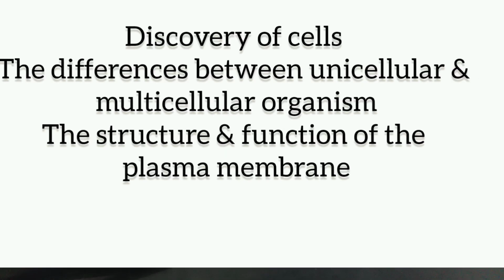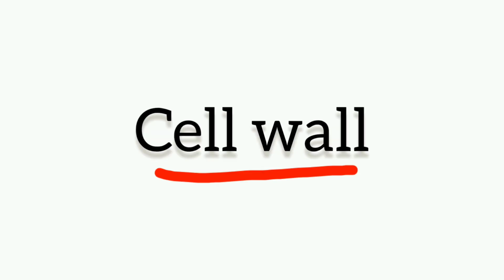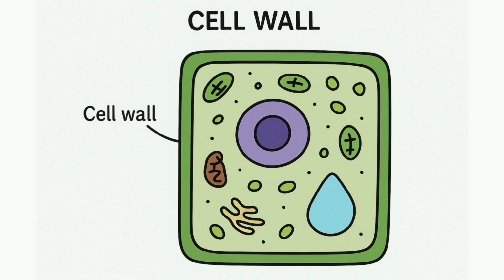Now we are continuing with the second part of our lesson, the Fundamental Unit of Life, Chapter 5, Science CBSE Class 9. In the previous part, we studied the discovery of cells, the difference between unicellular and multicellular organisms, and the structure and function of plasma membrane. In this part, we will begin with an important feature found only in plant cells, the cell wall, and then move on to nucleus and cytoplasm in detail.